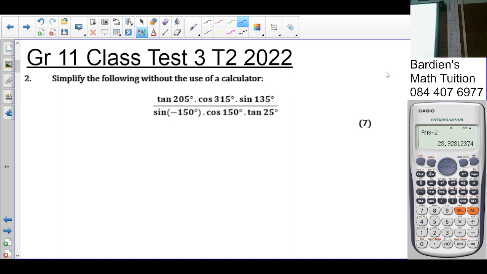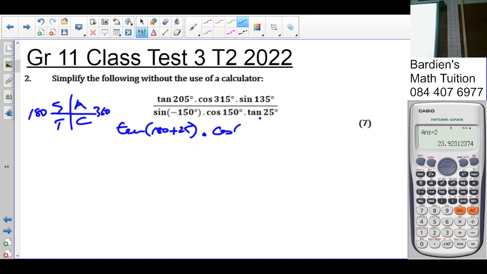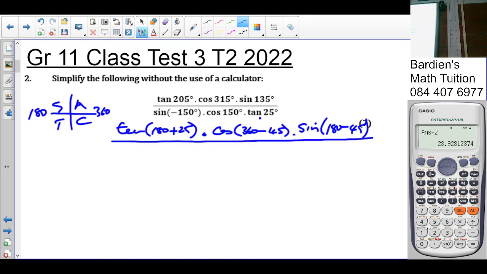So tan 205, that takes you to all stations to Claremont, the third quadrant. So I say tan of 180 plus 45. Nope, that 205 is not a special angle. So it's 25. As you can see, it's going to link up with that tan 25. Times cos 315, so it's 360 minus 45, times sine 135, that's in the second quadrant, sine 180 minus 45. And this is over sine 210, I add 360 to that. Not so.